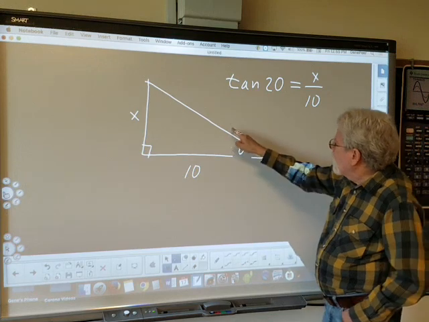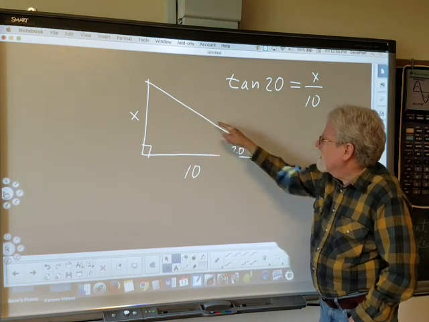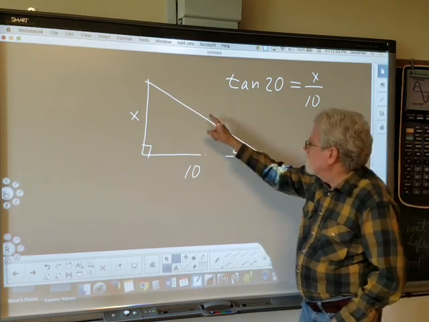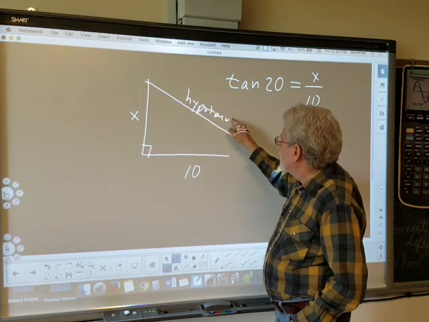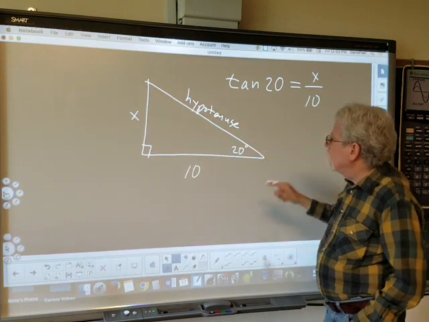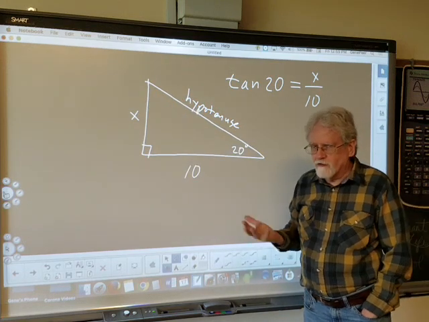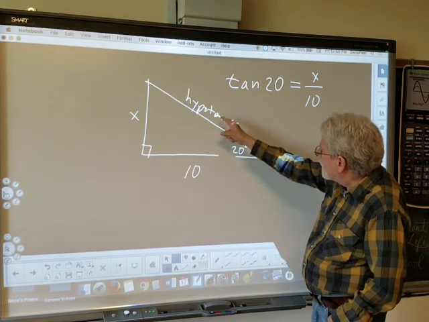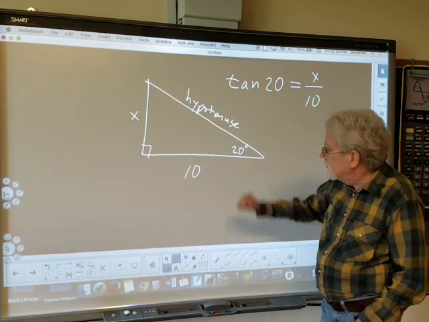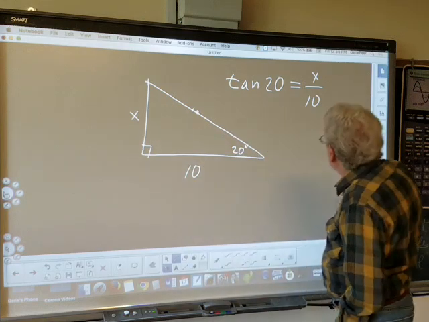By the way, why don't we call this the adjacent? Oh, that has a special name. We don't call that the adjacent. We call this, of course, the hypotenuse. This is always the hypotenuse. We never call it the adjacent in trigonometry. The adjacent is the one next to the angle that's not the hypotenuse. Okay? All right, so we have x over 10.